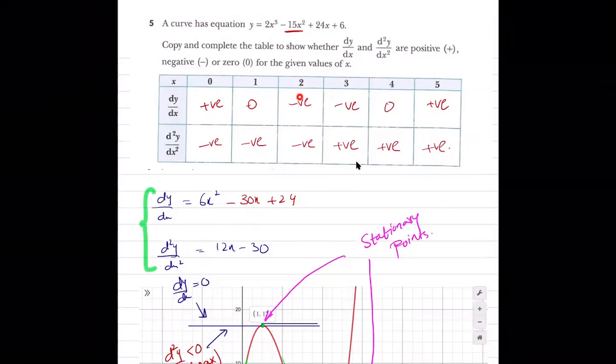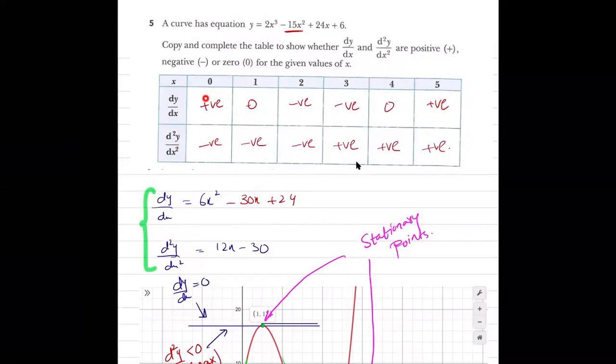Okay. Now when I plug in 2, 2 squared is 4, 6 times 4 is 24, 24 plus 24, 48, 48 minus 30 times 2, it's going to give you a negative value. Okay. When you plug in 3, you're still going to get a negative value. When you plug in 4, you're going to get a 0 value. When you plug in 5, you're going to get a positive value. So this is the result of dy by dx.